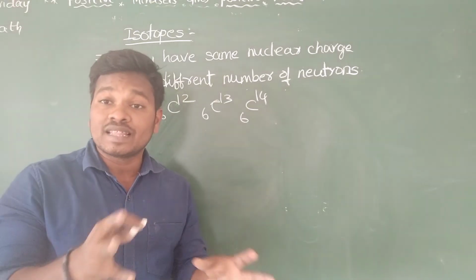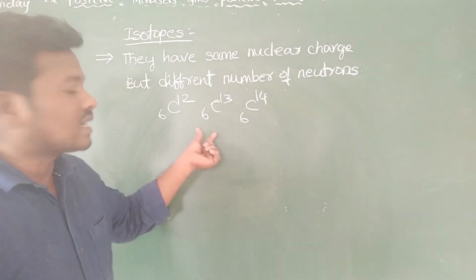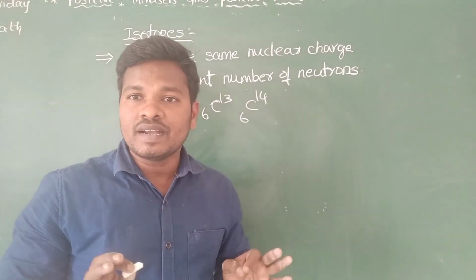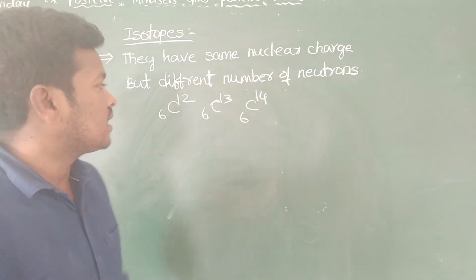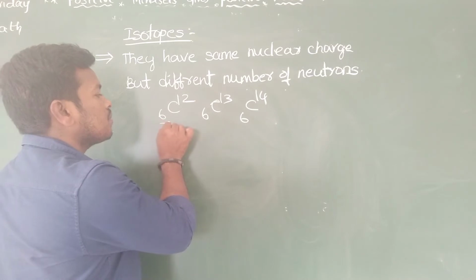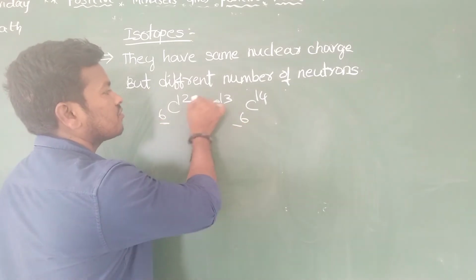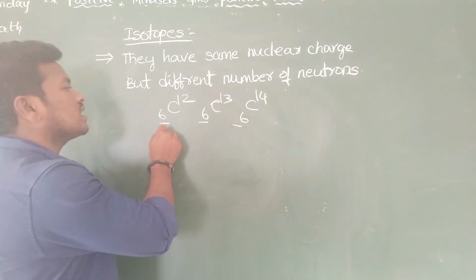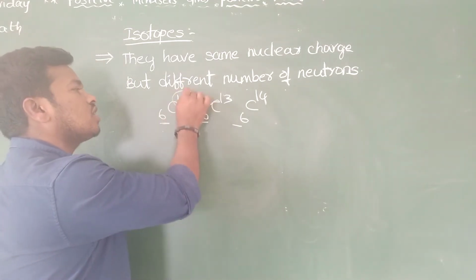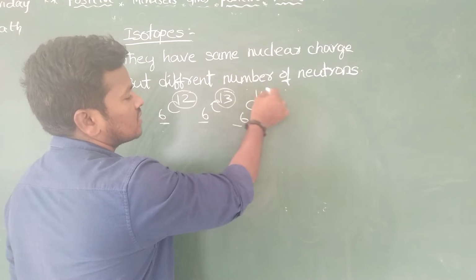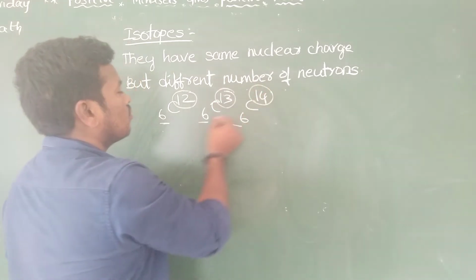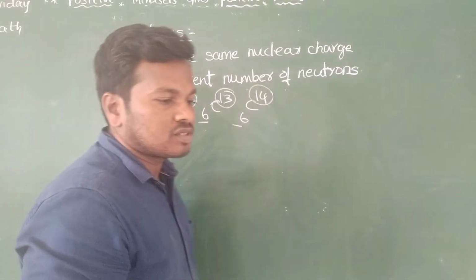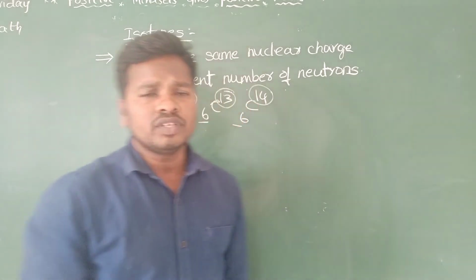Otherwise you can define it another way also. The atoms of the same element having the same atomic number but different mass number. If you see here, this carbon mass number is 12, this carbon mass number is 13, this carbon mass number is 14. But what is the similarity? Atomic number is similar. You can write either definition.